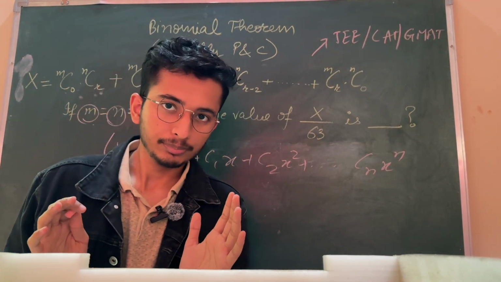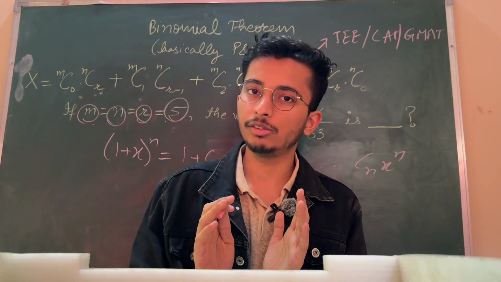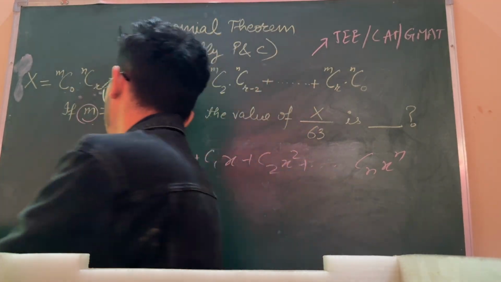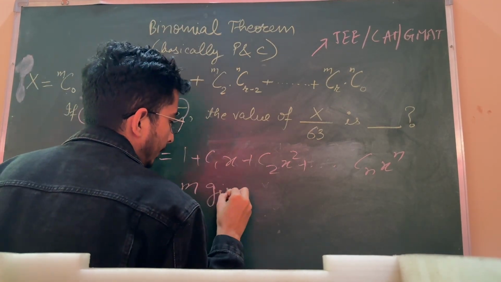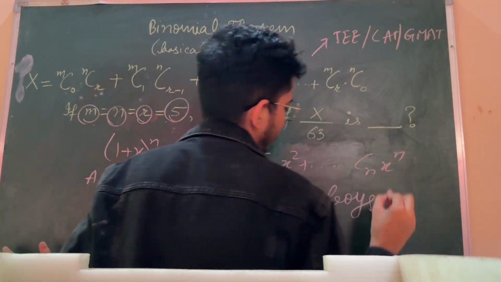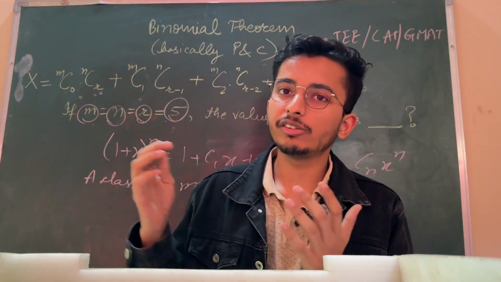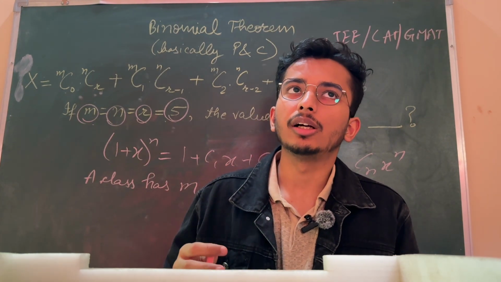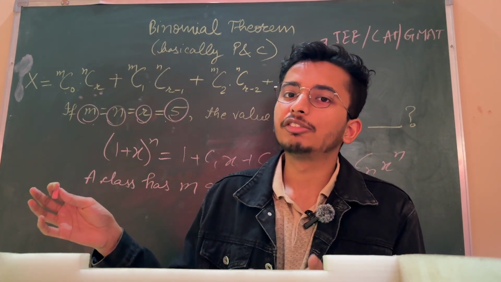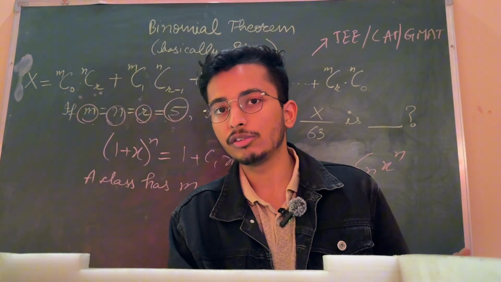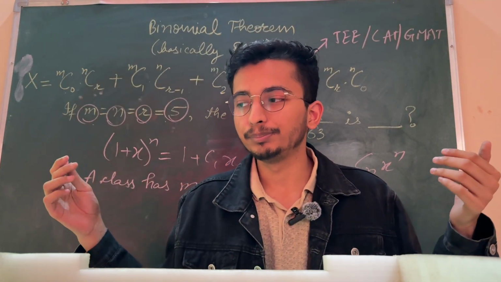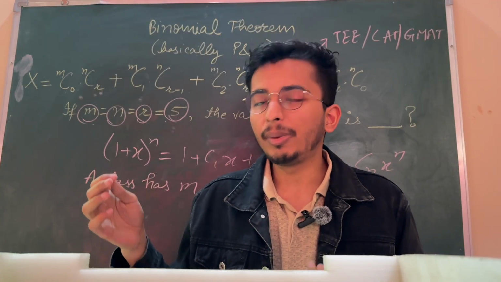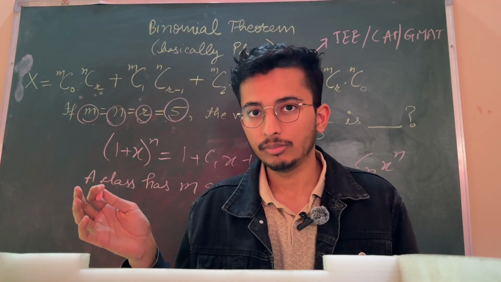Imagine there is a class. It has m girls and n boys. I'm writing it over here. A class has m girls and n boys. One day the teacher suddenly comes and she asks that she has to select a certain number of students for a group project, or let's say for the preparation of the annual fest in the school.